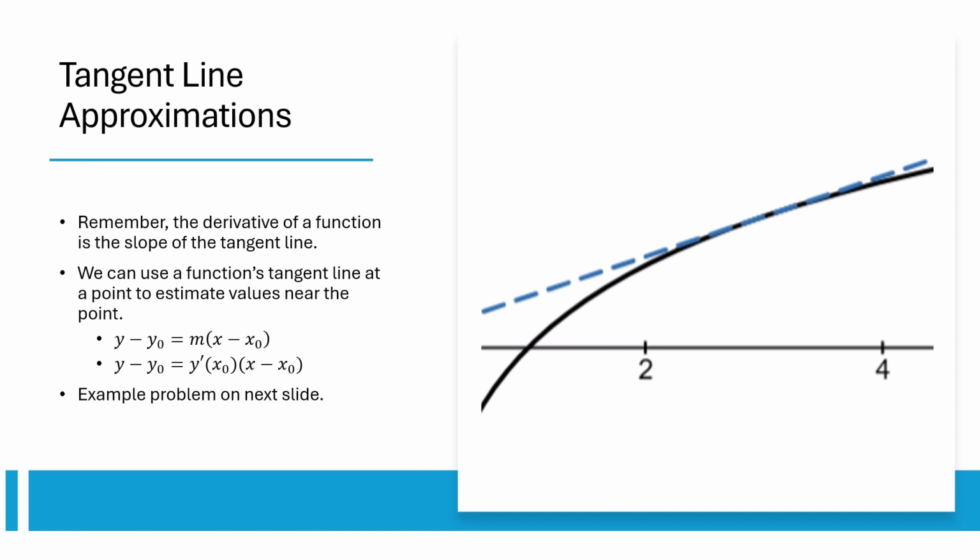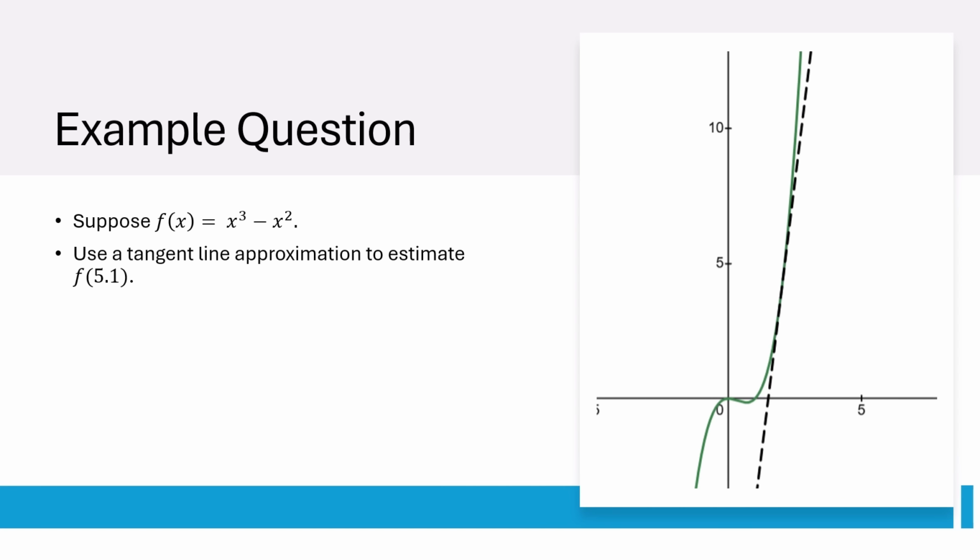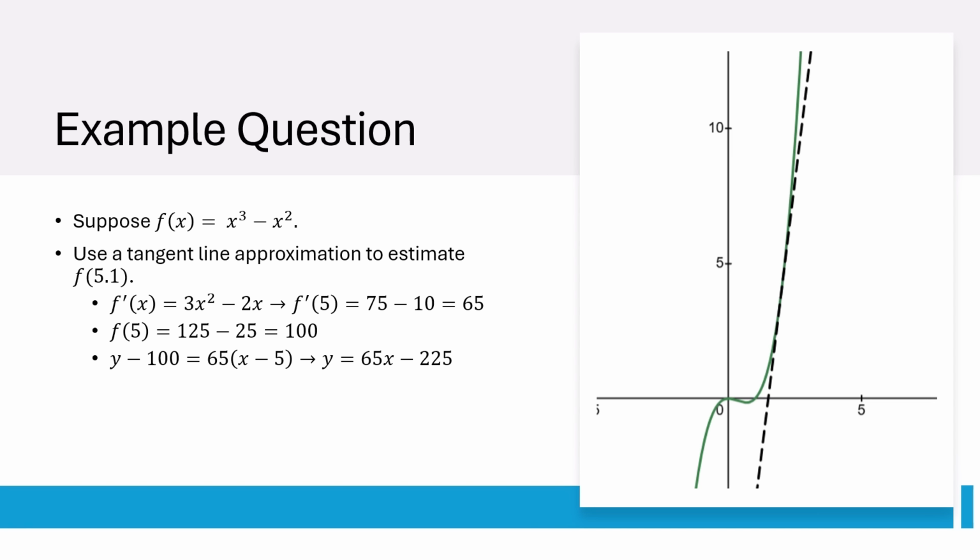For example, say we have a function f of x equals x cubed minus x squared. We can try to approximate f of 5.1 without actually plugging 5.1 into the function. First, we find the derivative of the function at x equals 5, which turns out to be 100. Then we use point-slope formula, and we solve for y, which turns out to be 106.5. Now, comparing this to the actual value of 106.6, we see that the tangent line approximation is pretty accurate.